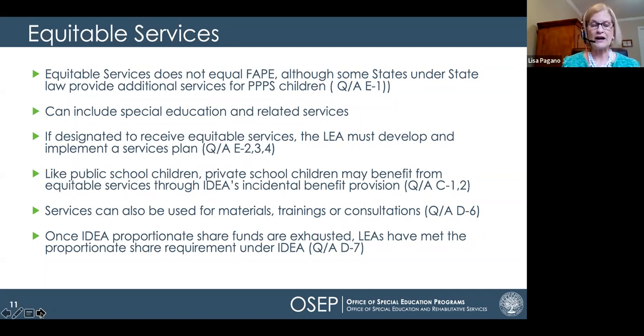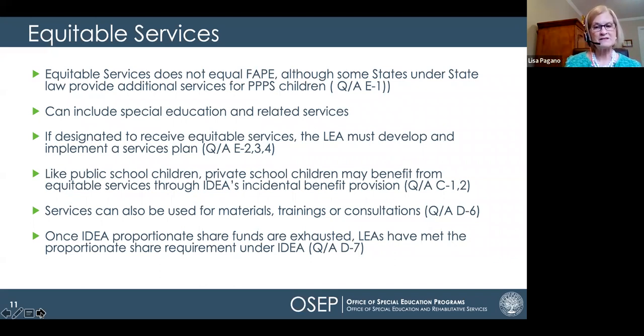And what IDEA does require is the expenditure of a proportionate share of those public funds for the benefit of this population of students. So as you'll see in this slide, we talk about equitable services. It is not FAPE, but I do want to point out there are some states that under their state laws have decided to expand and require more services for children who are placed in private schools by their parents. So although IDEA doesn't require it, under state law they may require additional state or local funds be spent, perhaps as much as providing an IEP to provide FAPE, but that's under state law. Today, we're talking about what's required under IDEA.